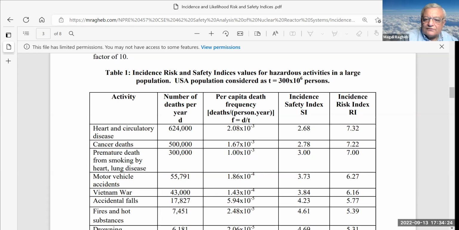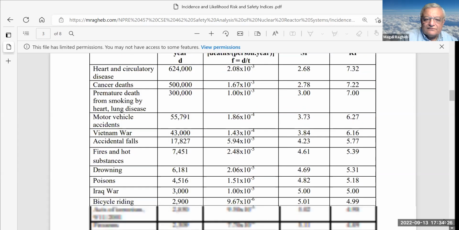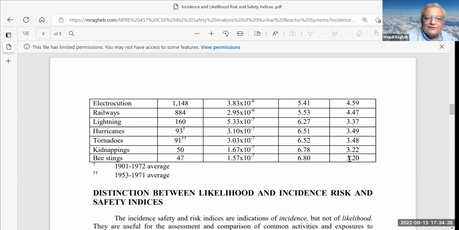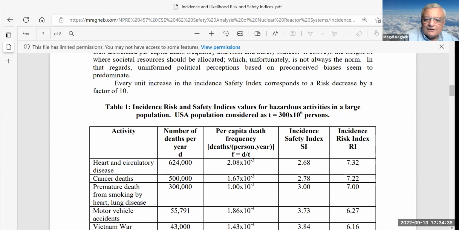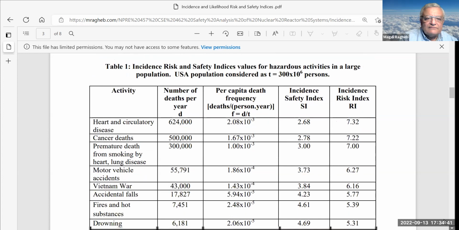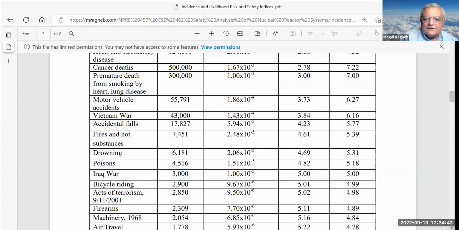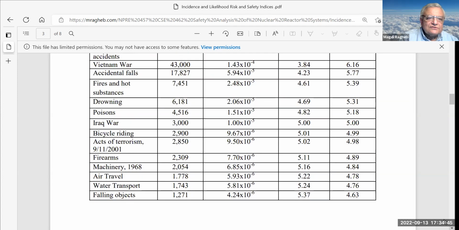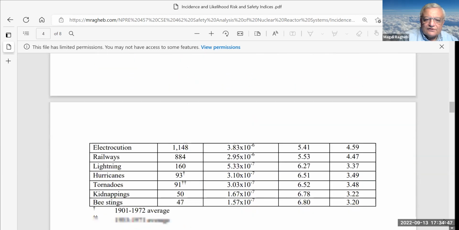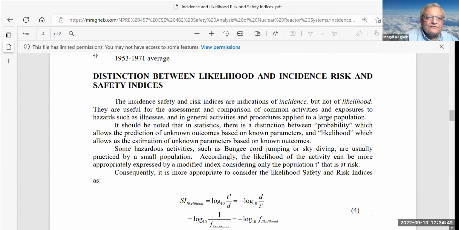And if you look at the risk index of bee stings, obviously it is a very small number compared to the deaths from cancer. So in that case, it gives us a scale from 0 to 10 of the different risks and or the safety levels of different situations in terms of deaths from different causes in the United States.